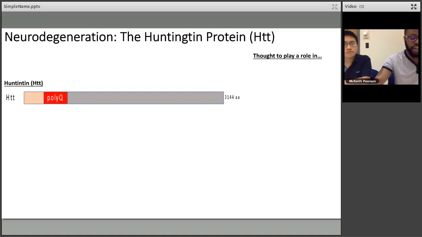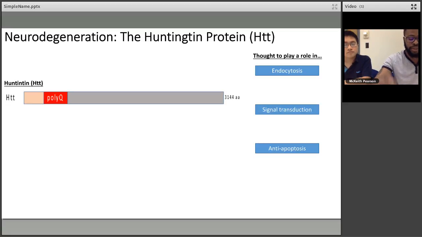This is a representation of the Huntingtin protein. The different boxes represent Huntingtin's modular domains that contribute to its many functions, which include endocytosis, which is how a cell takes in outside material, signal transduction, which is a cell's response to external or internal chemical signals, and it inhibits apoptosis, which is programmed cell suicide.